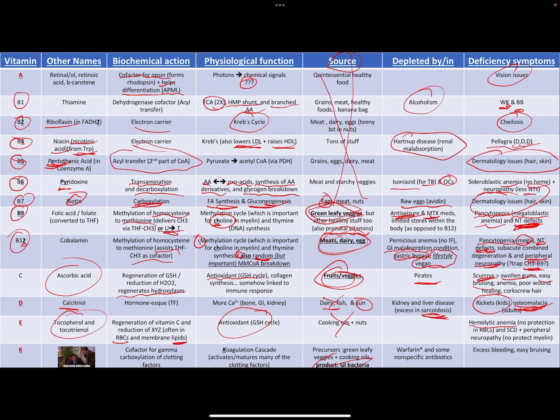Hemolytic anemia, and then you might get subacute combined degeneration and peripheral neuropathy because you're really just damaging the myelin. So you're going to get neuropathy issues. Your myelin's getting screwed up, and no vitamin E to reduce it.